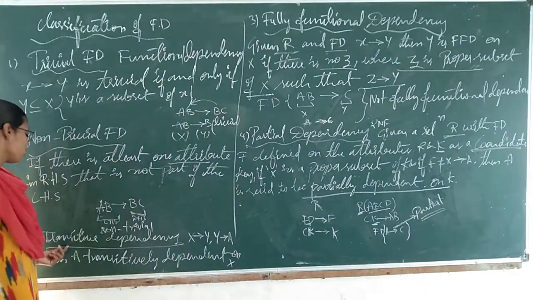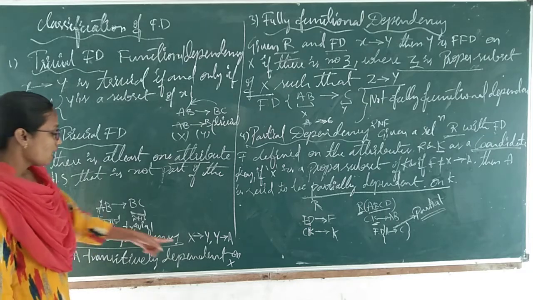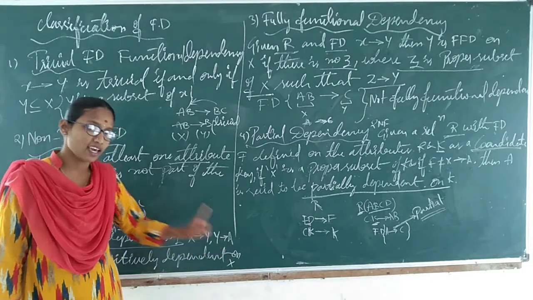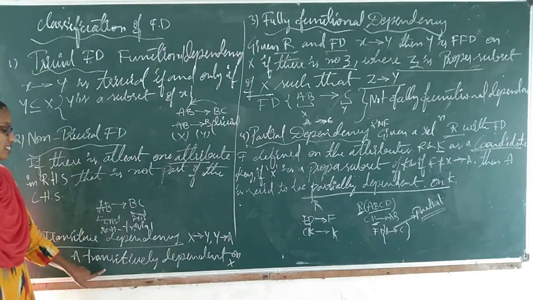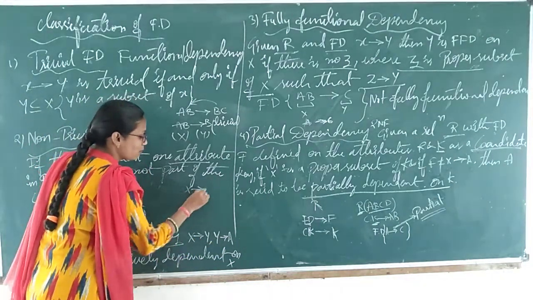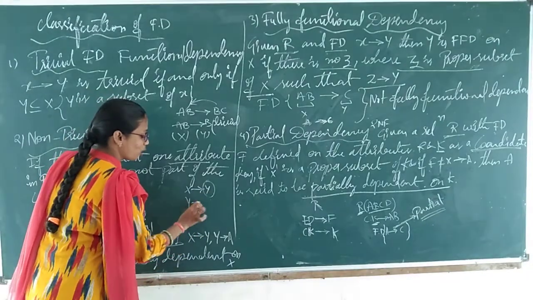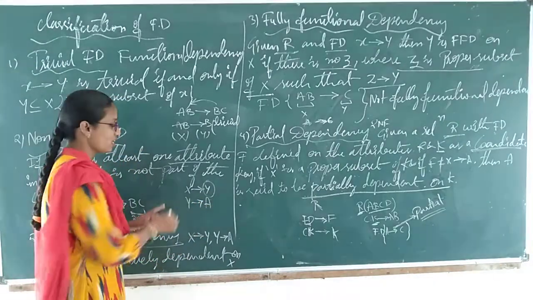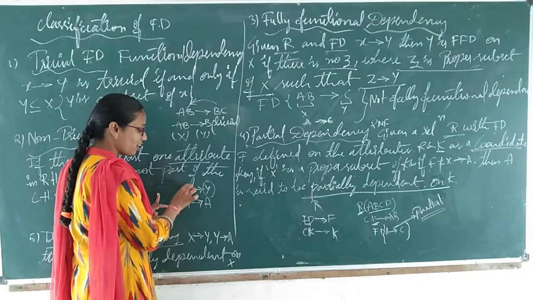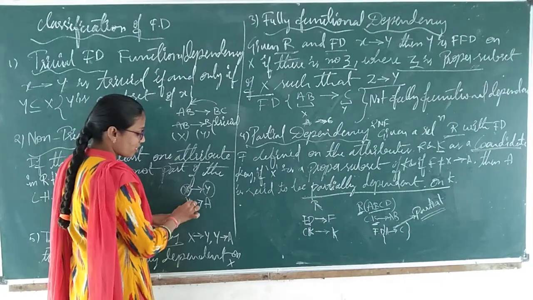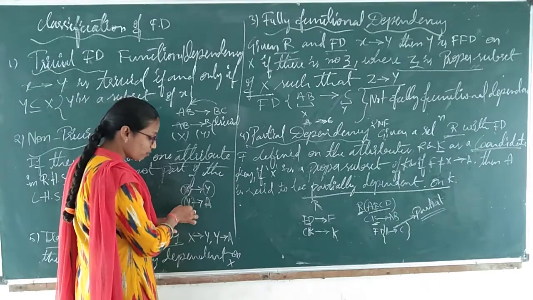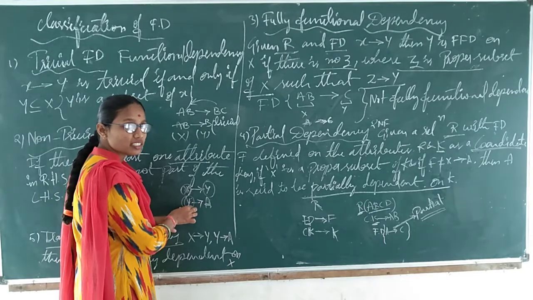The last one is transitive dependency. X determines Y and Y determines A. Then A is transitively dependent on X. Here you have X determines Y. Now Y determines A. Here Y is dependent on X, and X is a determinant. Now A is dependent on Y, and here Y is a determinant.